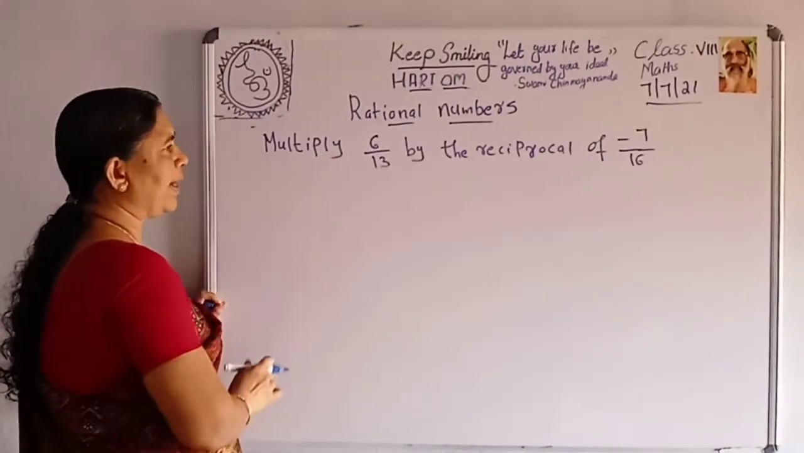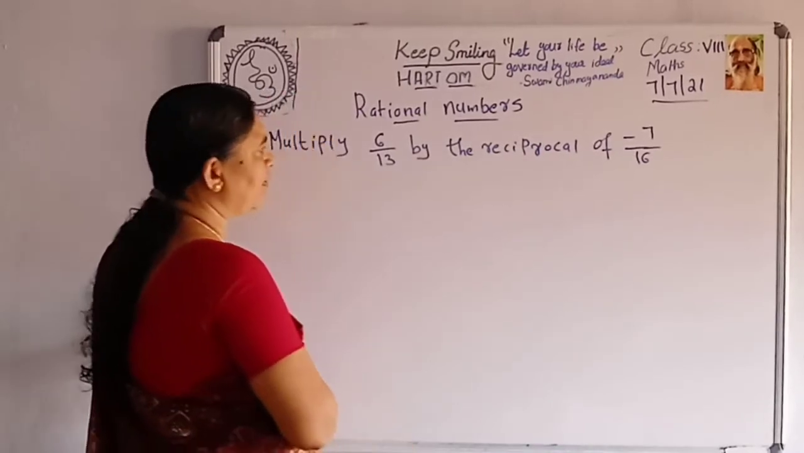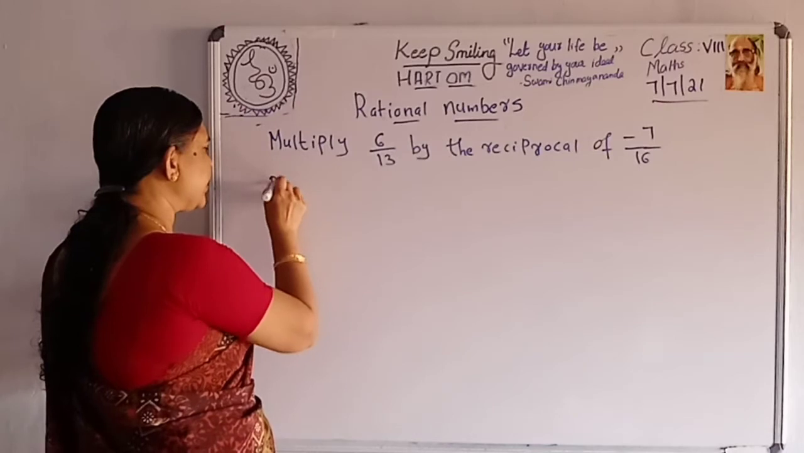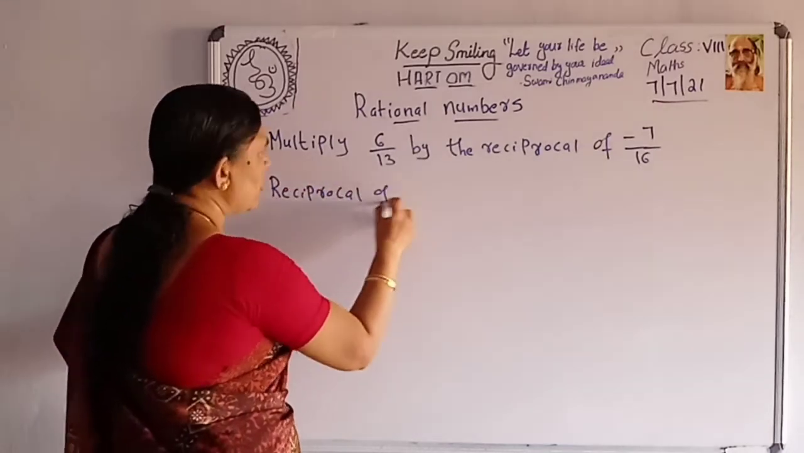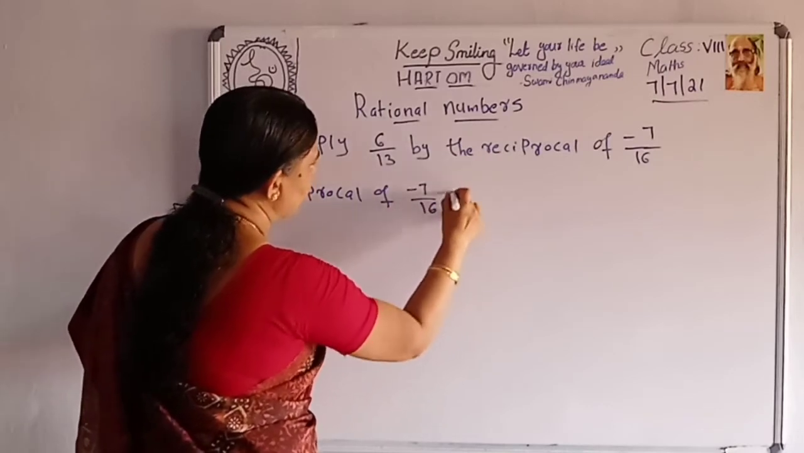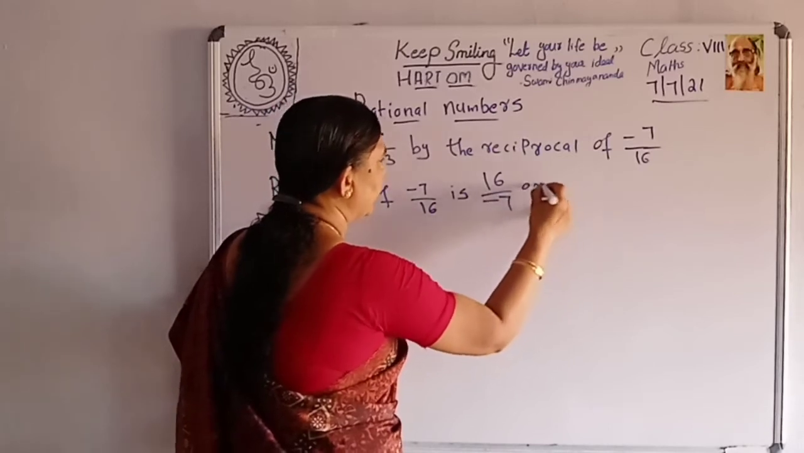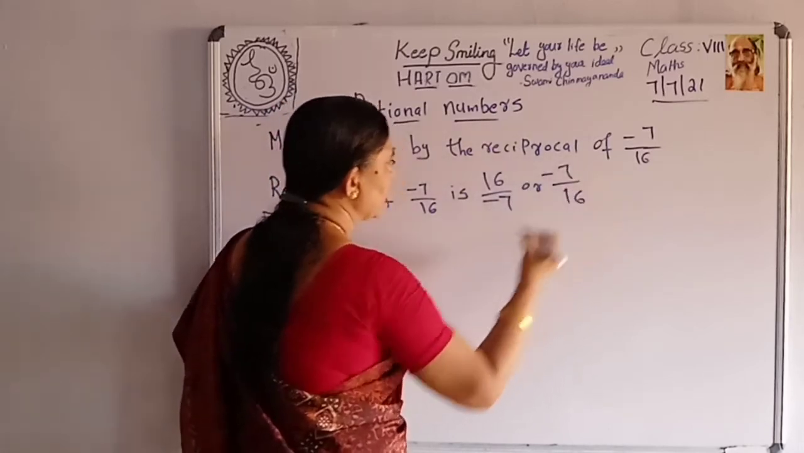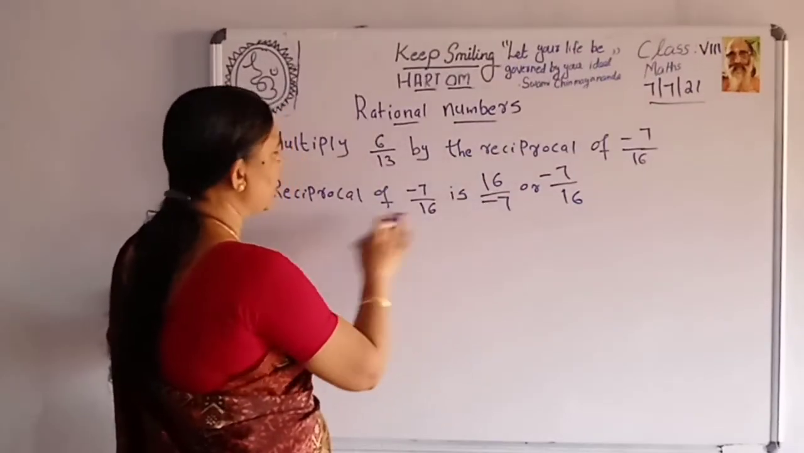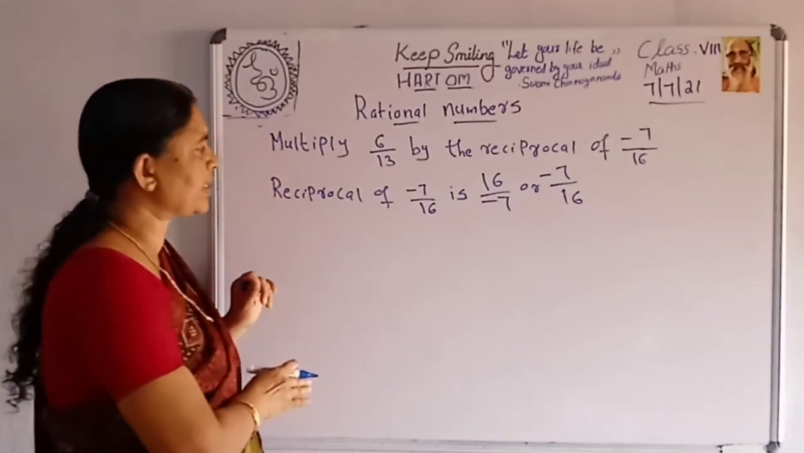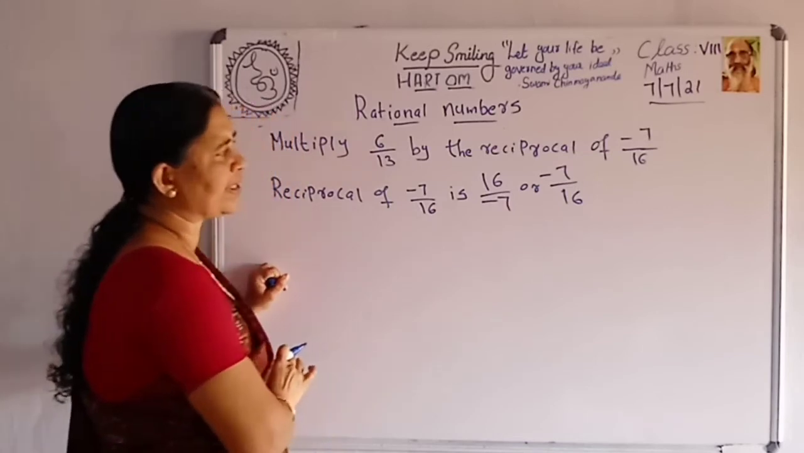Next question. Multiply 6 by 13 by the reciprocal of minus 7 by 16. Then what is the reciprocal of minus 7 by 16? Siddharth? Reciprocal of minus 7 by 16 is 16 by minus 7. Or we can write it as minus 16 by 7. 16 by minus 7 and minus 16 by 7 are both the same. So the reciprocal of minus 7 by 16 is 16 by minus 7 or minus 16 by 7.